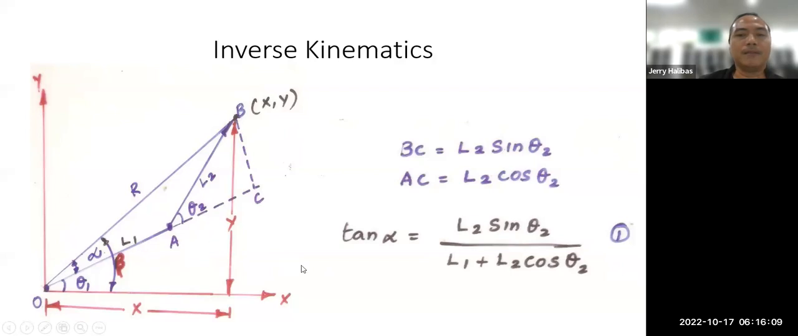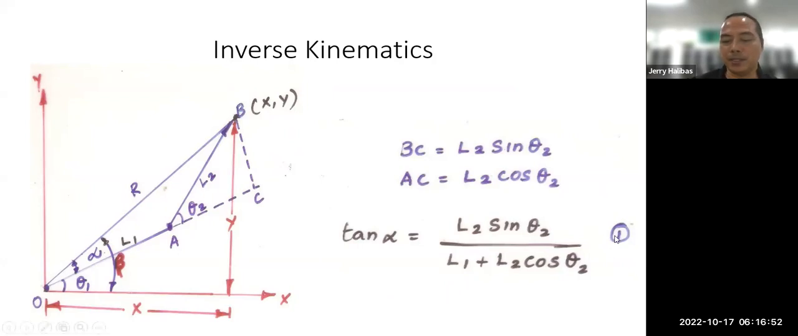And additional is the bigger triangle, ABC. So tangent alpha is equal to opposite over adjacent, no? So the opposite is BC. So you solved this BC, which is L2 sin theta 2. And the adjacent has two components, the L1 plus AC, which we already solved. So L1 plus AC. So these are the preliminary equations.